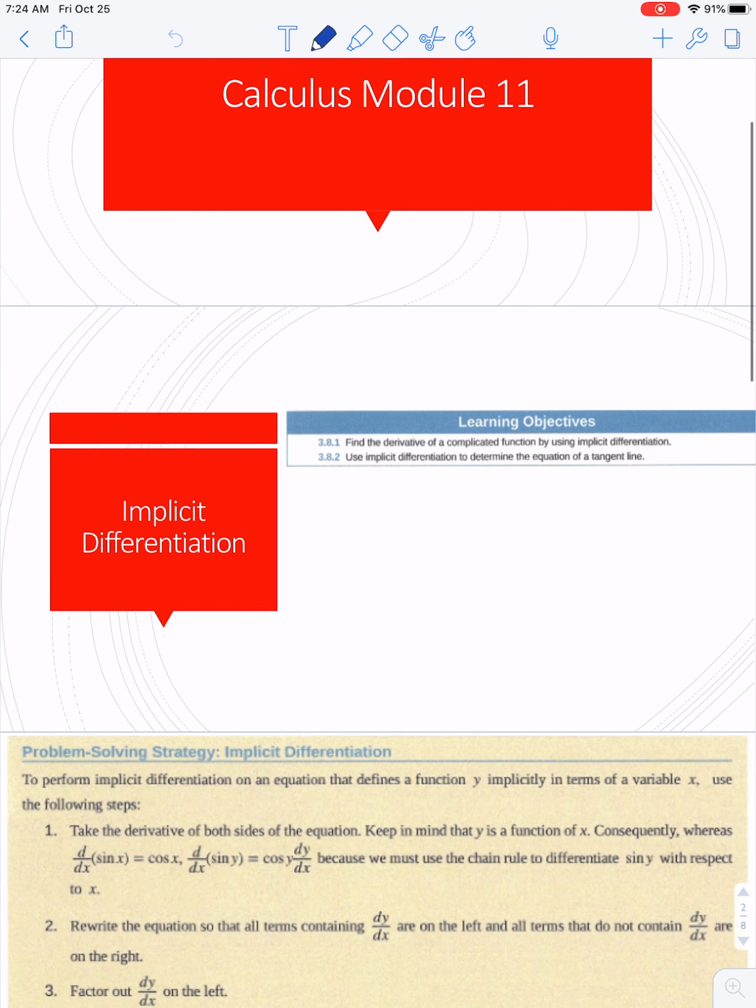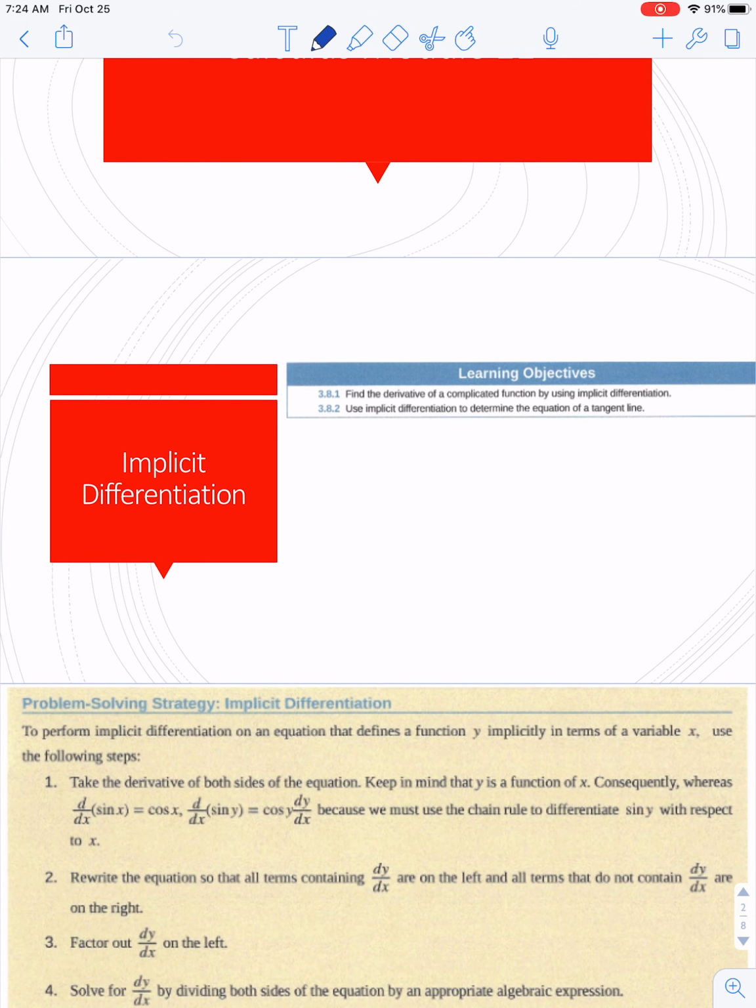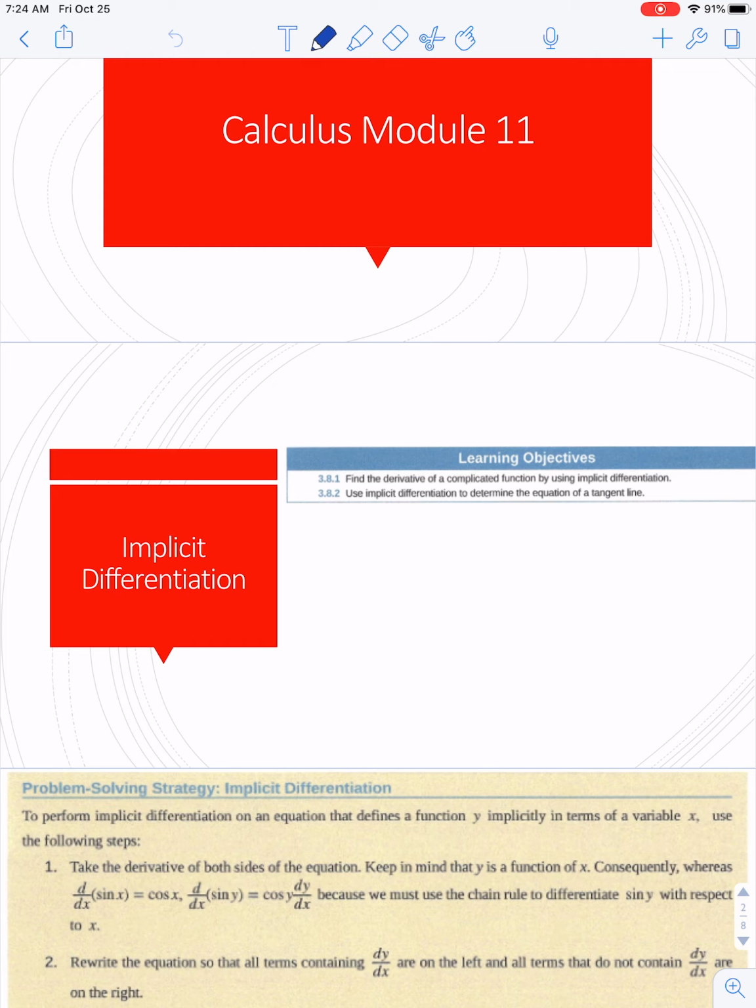All right, so Module 11 deals with something called implicit differentiation. Our objective is to find the derivative of complicated functions by using implicit differentiation. And then we're also going to use implicit differentiation to determine the equation of a tangent line.